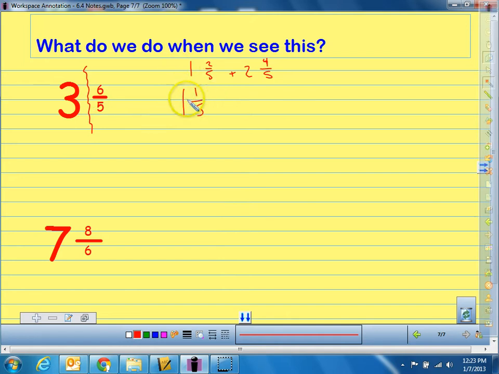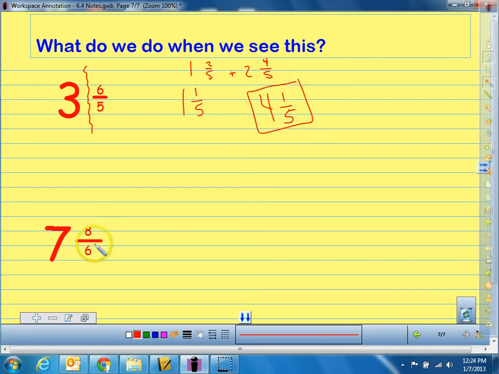I can put them back together. I've got a whole number and a fraction, so I'm going to add it to my whole number. So 3 plus 1 gives me 4, and then my little fraction is 1/5. So what I'm saying is these are equivalent fractions. 3 and 6/5 is the exact same thing as 4 and 1/5. We just had this improper fraction here that we wanted to change back to a mixed number, and then we can add it to our whole number. So 3 and 6/5 is the same thing as 4 and 1/5. That's how we would simplify.